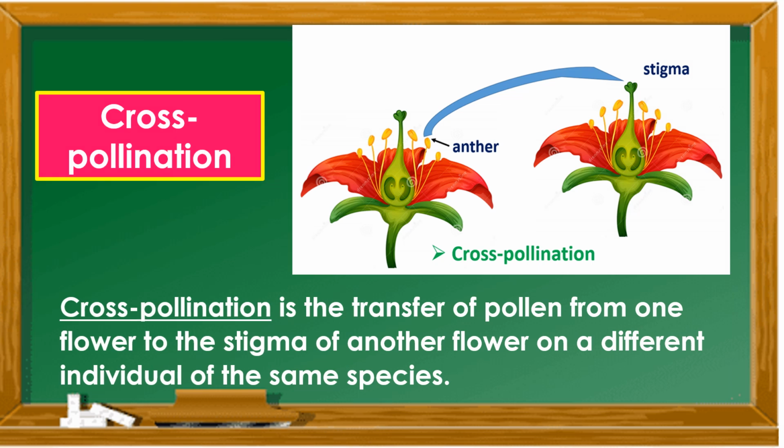How about cross-pollination? Cross-pollination is the transfer of pollen from one flower to the stigma of another flower on a different individual of the same species. It increases the adaptability of offspring, makes the organisms better, new and useful characters can be produced, seeds produced are usually larger, and plants produced are more resistant to diseases.